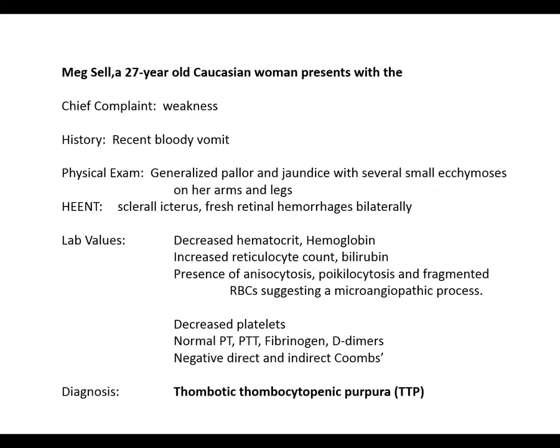Now, to conclude, Mexel, a 27-year-old Caucasian woman, presents with the chief complaint of weakness. Earlier in the day, she vomited blood. Physical examination and laboratory data revealed scattered ecchymoses, jaundice, and anemia. Blood smears show the presence of anisocytosis, poikilocytosis, and fragmented red blood cells.